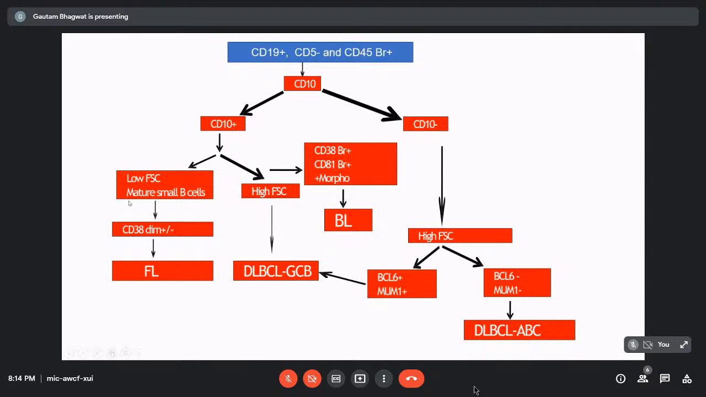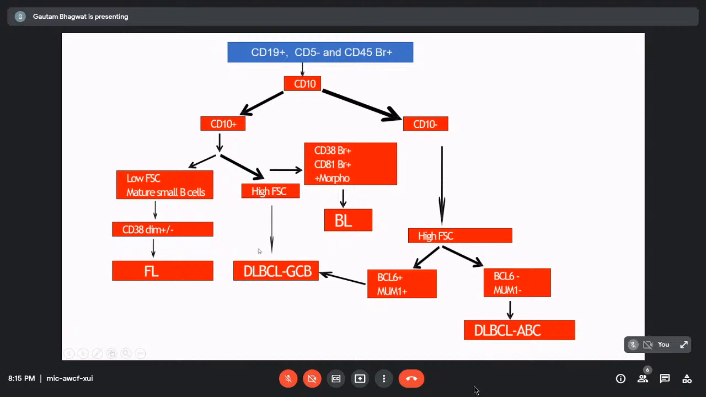Next, what I will look into is whether my cells are small or large. Now how do I see it? Forward side scatter. Forward side scatter is directly proportional to size. So low forward side scatter, small cells, CD38 dim, CD19 CD10 positive, CD5 negative: follicular lymphoma. CD10 positive, high forward scatter, that is larger size, most likely the diagnosis is DLBCL.